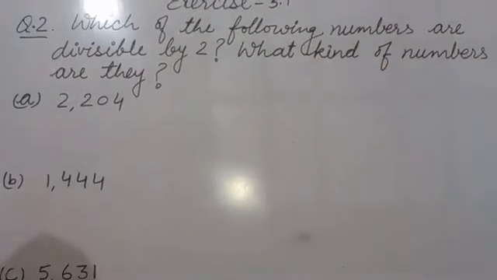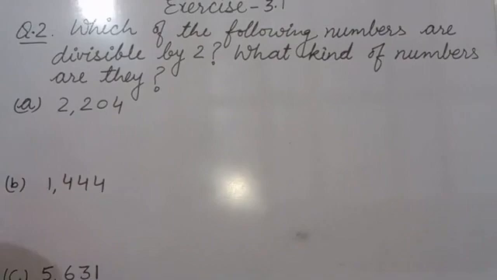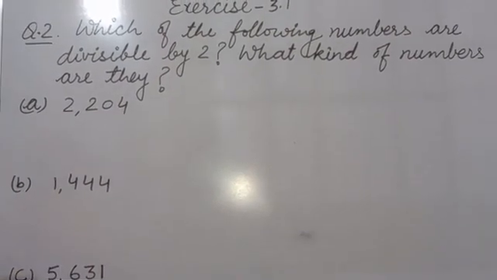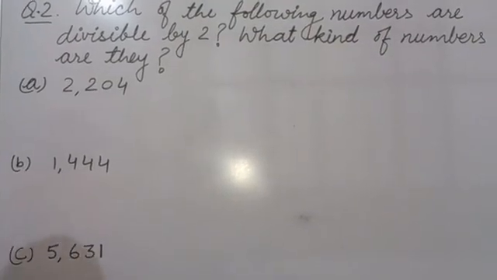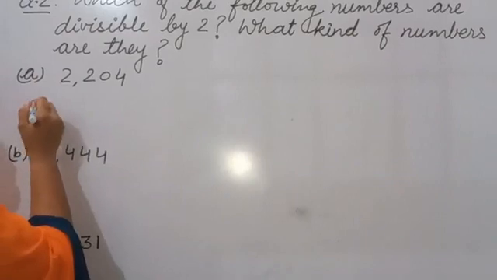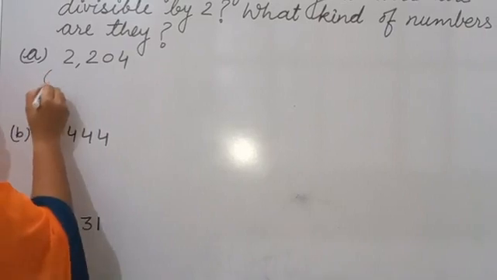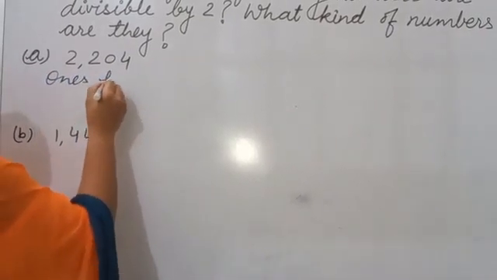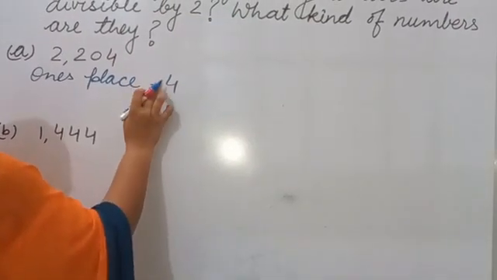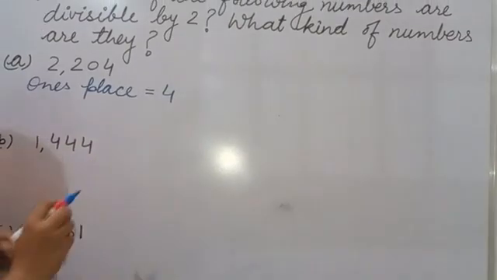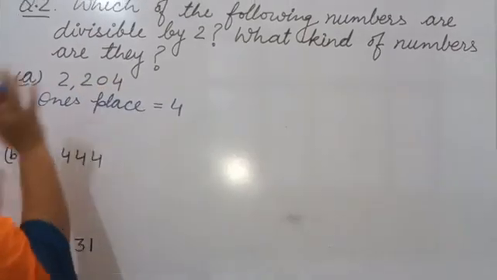So first of all we will start our A part. There is given 2204. You have to check divisibility by 2. Okay. So what's the rule of divisibility by 2? We will check the ones column. Okay. So what is in ones place? We can write ones column. We can write ones place. As our wish we can write. So firstly we write here ones place. What is in ones place? 4. When we have ones place 0, 2, 4, 6, 8, that means the number is divisible by 2. So that means it is divisible by 2.